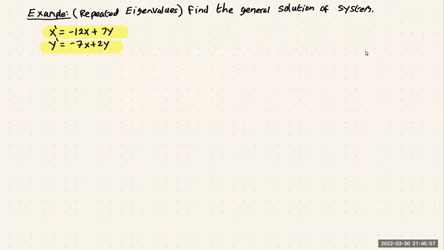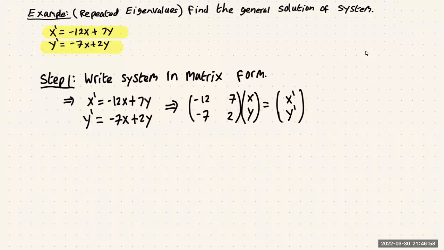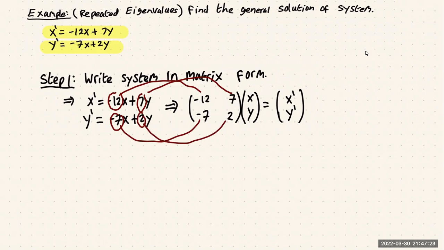Okay, so our first step will be to write the system in matrix form. So let's do that. Okay, so I've written it here in matrix form. And again, how you get the matrix form is you take the coefficient in front of the x in the first equation, so the negative 12. That goes here. 7 in front of the y, it's going to go here. The negative 7 in front of the x down here goes here. 2 in front of the y goes here. Then you put the x, y on the outside and the x prime, y prime over here. Okay, so that's the matrix form.